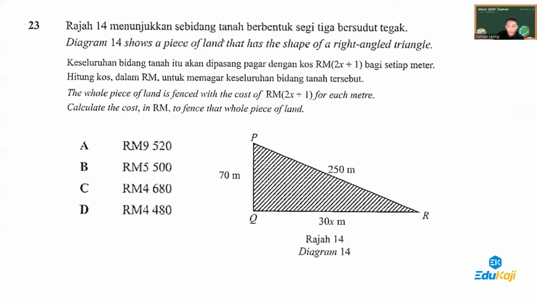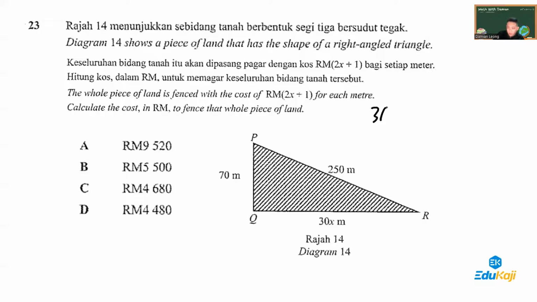I have a piece of land in the shape of a right angled triangle. The whole piece of land is fenced at a cost of RM 2x plus 1 for each meter. Calculate the cost in ringgit to fence the whole piece of land. So I need to first find the perimeter of the land, because if I fence it up, it means I surround it. So I use the perimeter of the land.